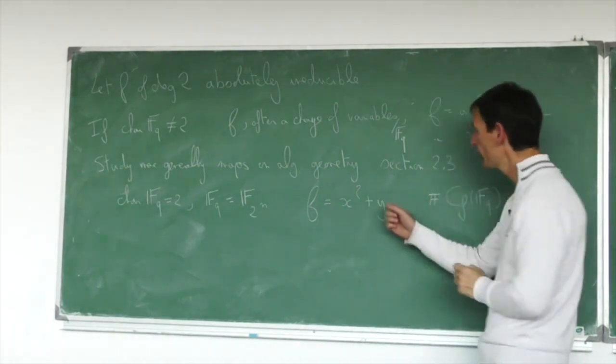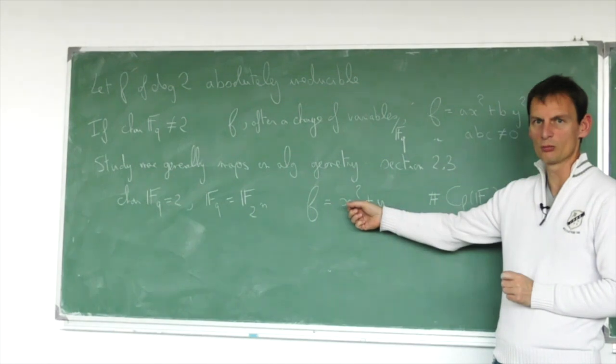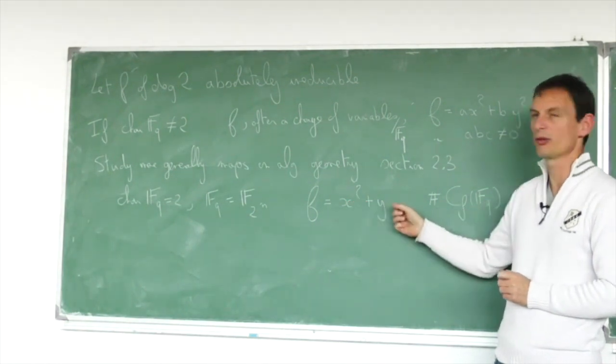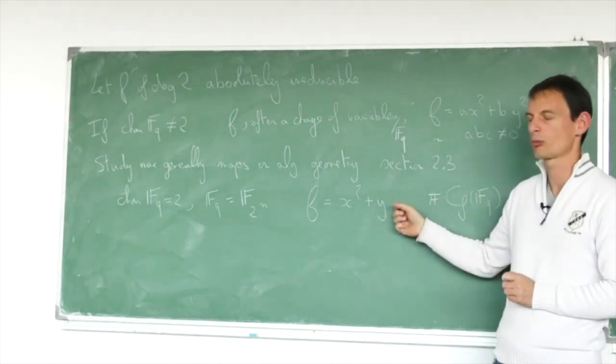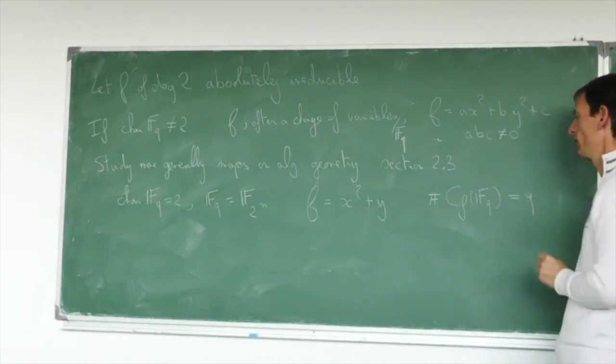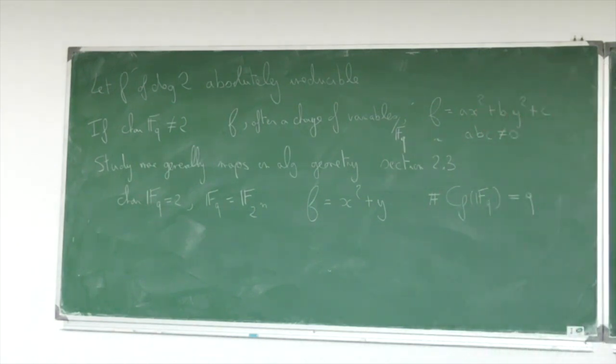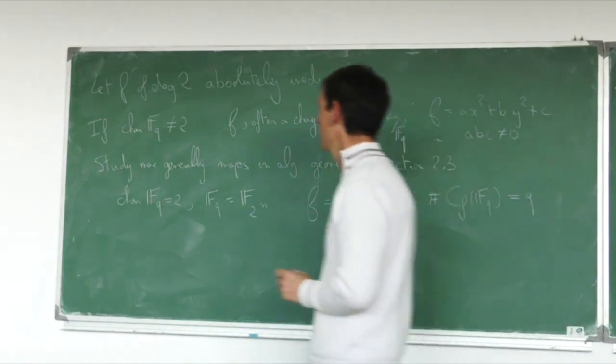So what is going to be the number of points in that case? You see that you can take any value of x inside FQ, and each time it's going to give you exactly one value of y. So how many values do you have in total? You have q values. So this one is not going to be a record. Let's remember that so far our best value is this 2q here. So this doesn't beat it.